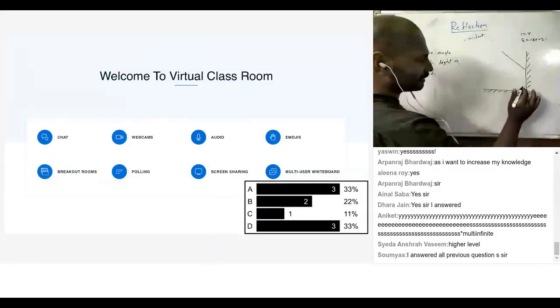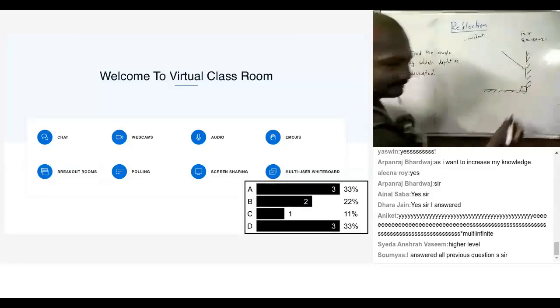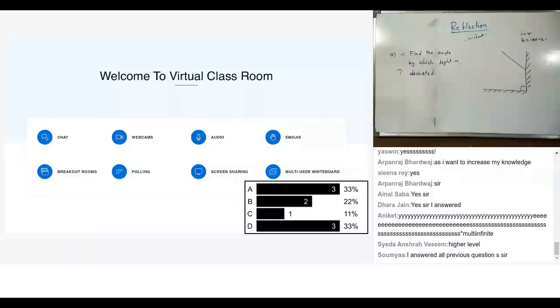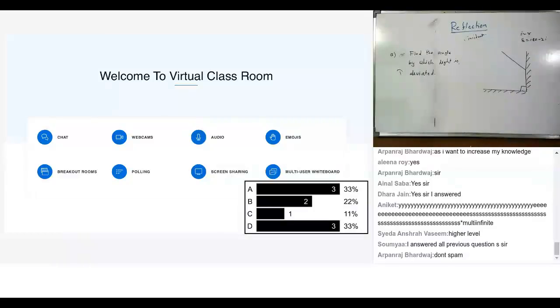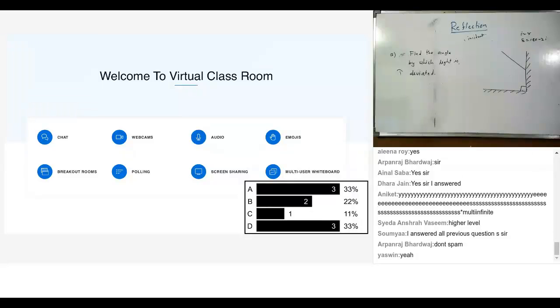This is 90 degrees. Someone is spamming the chat box, so you are not audible. What are you trying to write, Aniket? Okay, fine. So the next question is, fine. Let's see. See, Aniket, I don't understand what you're trying to write over there. Okay, so now let's see.